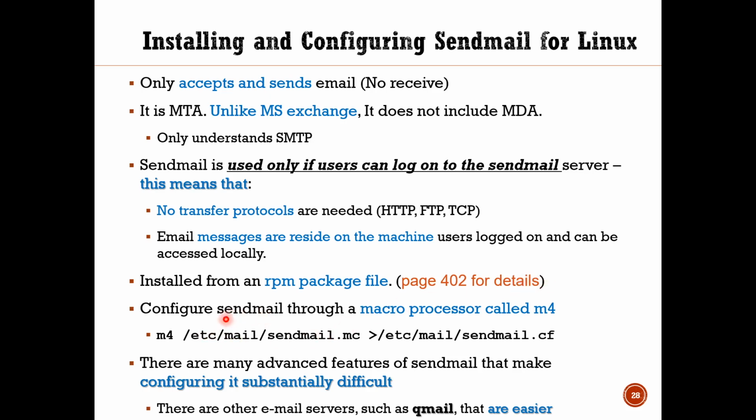So the configuration of sendmail has to be done first using a macro processor called M4, by writing this command, in order to generate what we call the sendmail file. So this file contains all the commands and all the configurations and the settings that allow receiving a particular email.